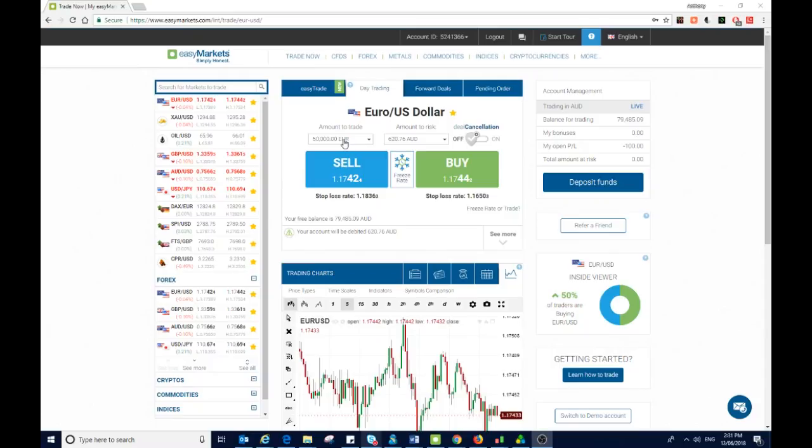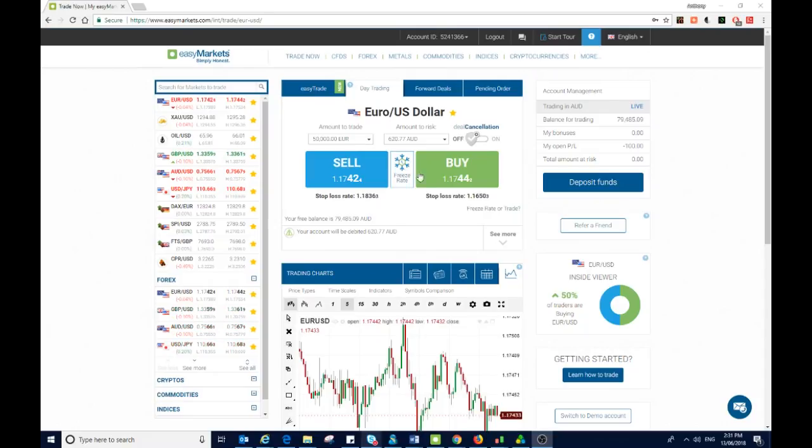You have the amount to trade, which is the size of the trade that you'll be opening, so the face value of the trade. This particular one's 50,000 euro, and that's half a standard lot in trading terminology. So it's around about $5 US per pip in the market.